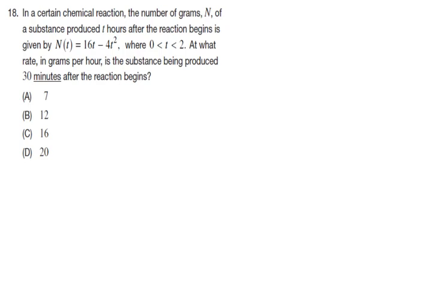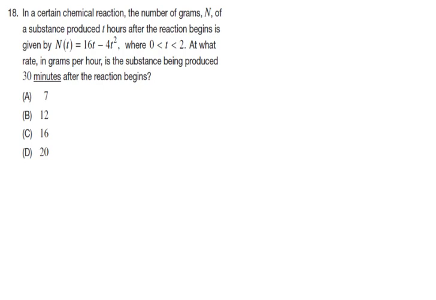Okay, number 18. In a certain chemical reaction, the number of grams N of a substance produced T hours after the reaction begins is given by N of T is equal to 16T minus 4T squared, where T is between 0 and 2. First of all, let me finish it up and then I will explain something. At what rate in grams per hour is the substance being produced 30 minutes after the reaction begins?